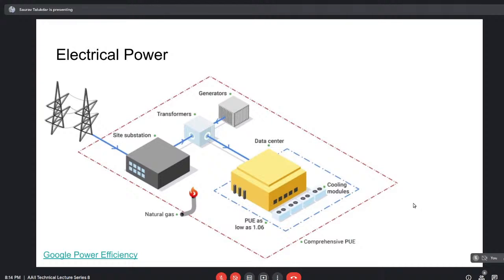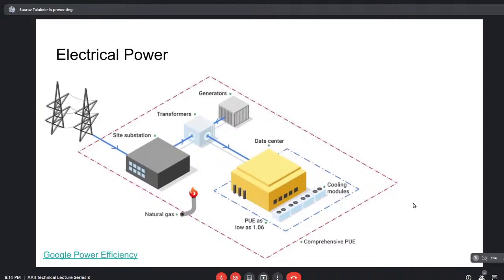Because spending a lot of energy on cooling doesn't necessarily mean we are doing a good job. It indicates that a lot of heat is being generated. The overall system is inefficient in certain ways, and so it needs to be looked at more closely to see how we can reduce PUE.